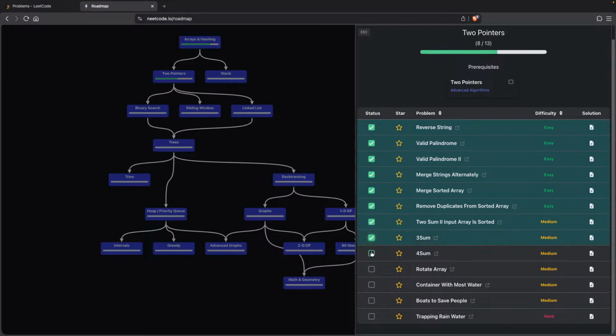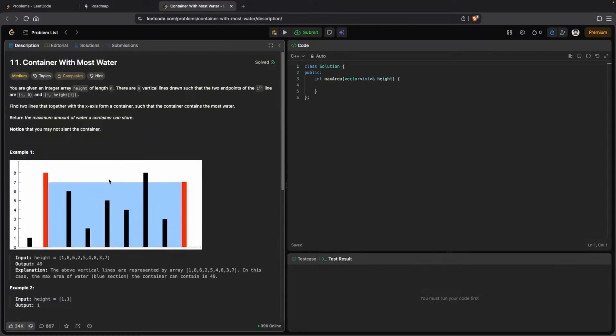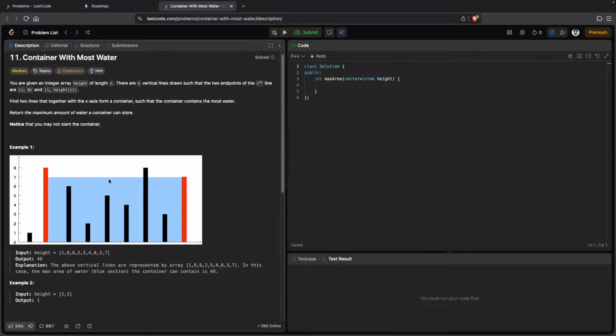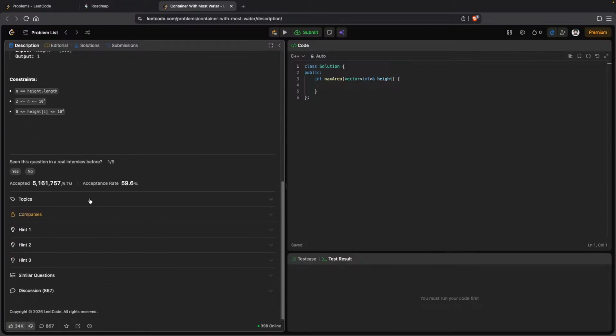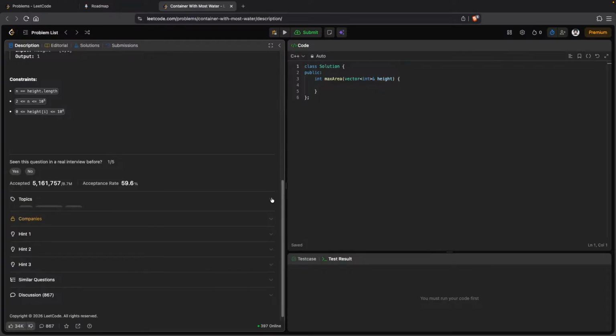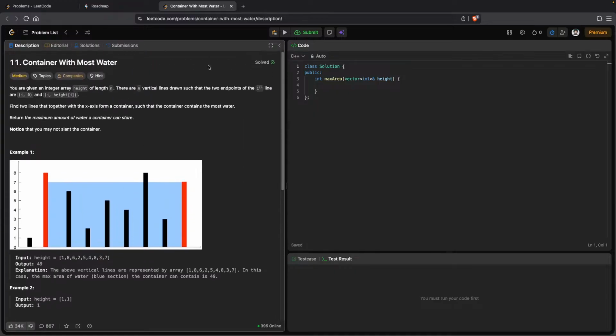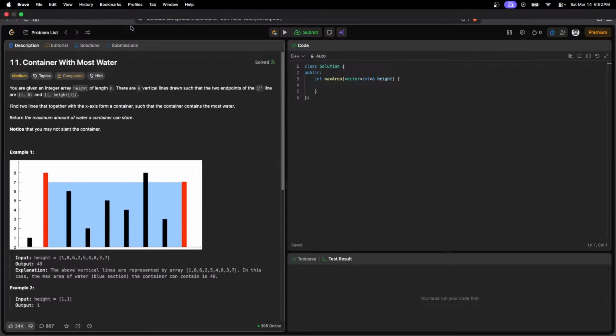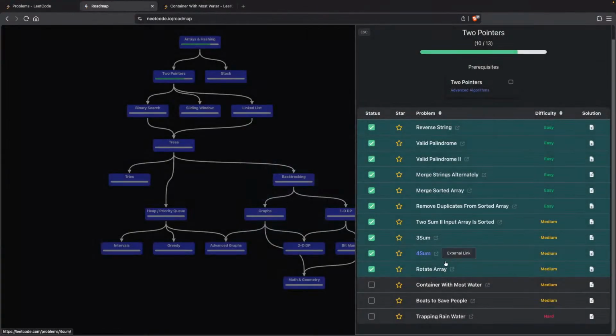I think I have done 3 sum previously, 4 sum done. Rotated array I have done. Container with the most water I have done a very long time ago, and I think this question can be solved with the stack also. I think that's a better solution. Like array to pointer grid, that's not a thing you can do with array, and I have already solved it. But let's try a different one, a question not solved. Container with water, I'll just add that. I'll be solving it again.